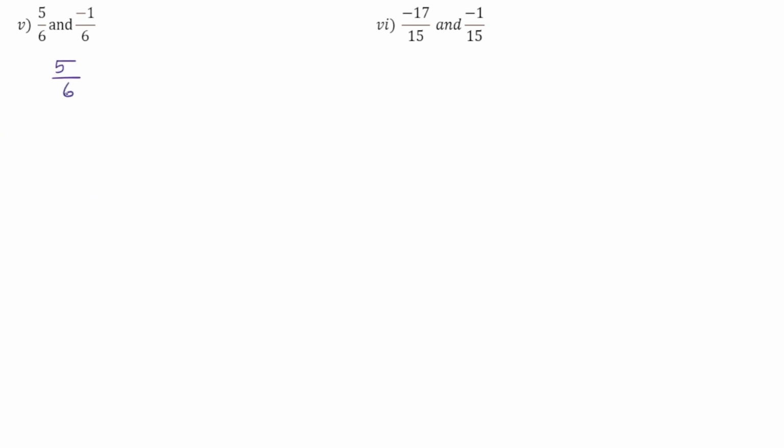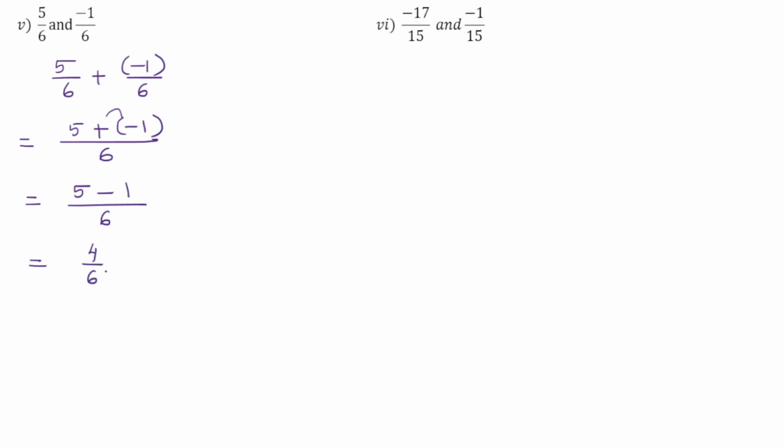So 5 by 6 is to be added with minus 1 by 6. Take the LCM, you get the LCM as 6, and next add the numerators. Let us simplify. So plus and minus will become minus, and then 1 comes here by 6. 5 minus 1 is 4 by 6. Both of these numbers are divisible by 2. So I will reduce them by dividing by 2. So I get here 2 by 3.